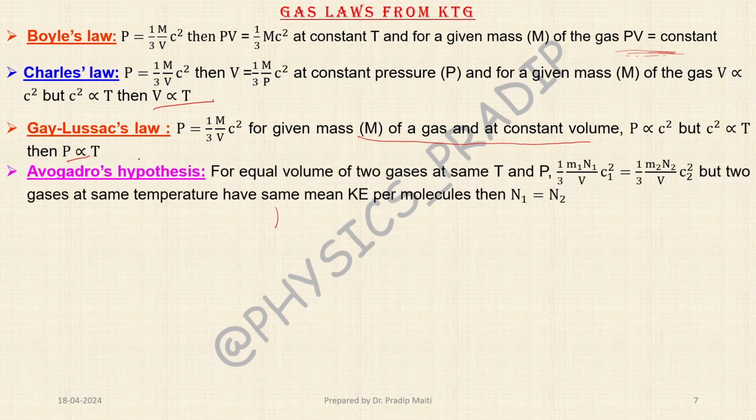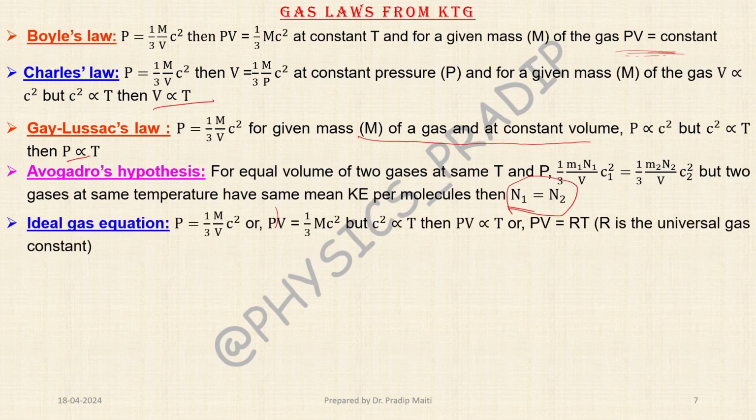Avogadro's hypothesis says that equal volumes of two gases at the same temperature and pressure have an equal number of gas particles, that is N1 equals N2. So here is a proof of how to deduce it. And another one is the ideal gas law. Ideal gas law says that PV is proportional to temperature, and if we take a proportionality constant, then this relation will be PV equals RT, where R is the universal gas constant. So this equation is known as the ideal gas equation for 1 mole of gas.